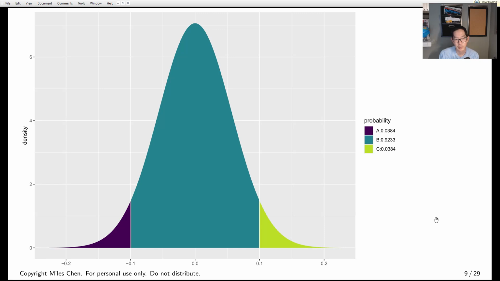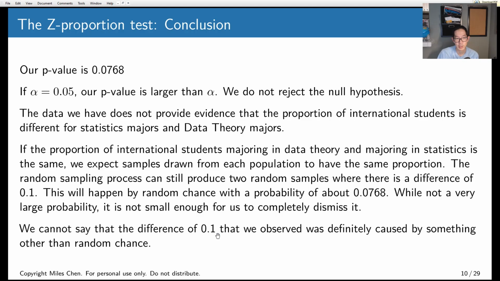So here's our probability. This is kind of our diagram. Here we observed a difference of 10 percentage points. What's the probability of getting out here? It's symmetric. We have around 0.0384 out here, 0.0384 out here, for a total of around 7 percentage points. Okay, 7 to 8%. So our p-value is, say, 0.0768. Let's say our significance level is 5%. In that case, our p-value is greater than alpha, and we would not reject the null hypothesis.